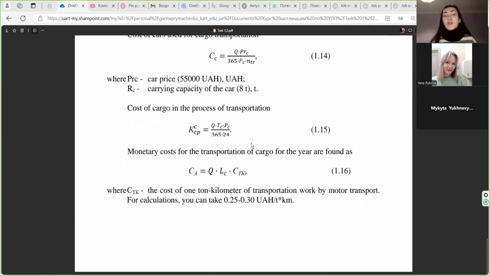And please write on your paper or in your electronic document K with index CP in the lower part and C in the upper part is equal to, and we use a numerator and denominator. Yes, please write this. 1 minute.